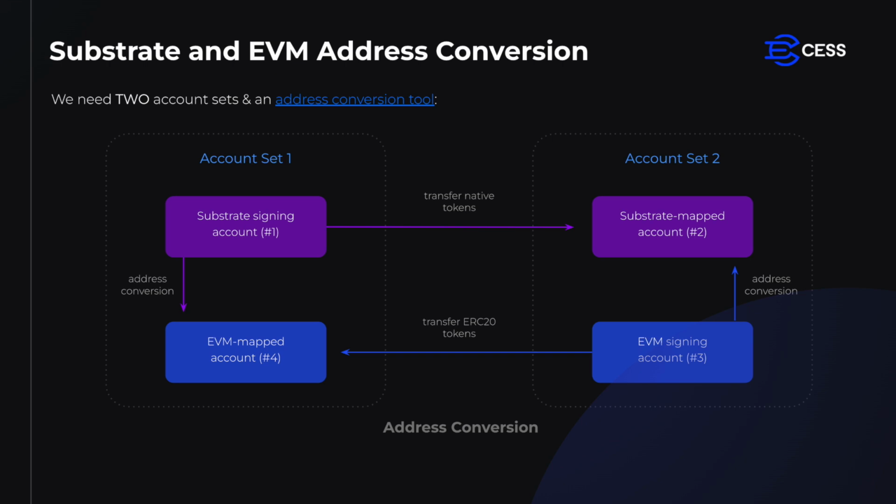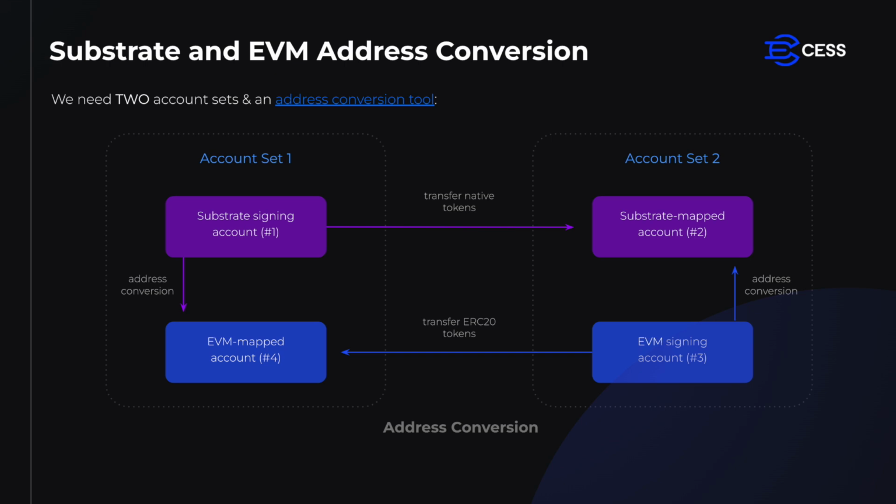It's important to note that we cannot directly transfer tokens from a Substrate account in account set 1 to an EVM account in account set 2. To do so, you will need to have the mapped account address of EVM and Substrate or vice versa. Once you have the mapped accounts, when you transfer funds from your Substrate signing account 1 to Substrate mapped account 2, the funds will automatically be available in the EVM signing account 3, which is mapped with Substrate mapped account 2.